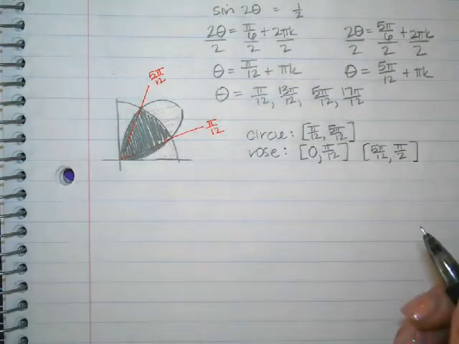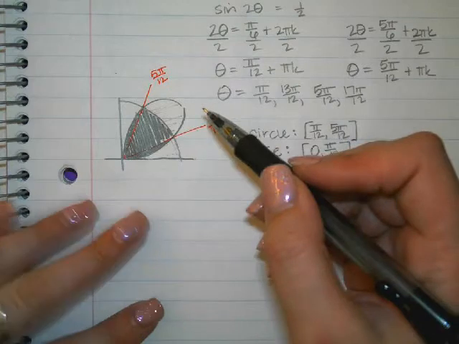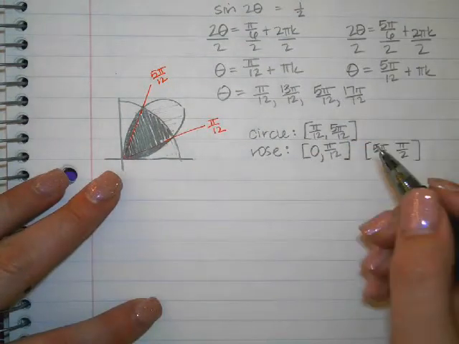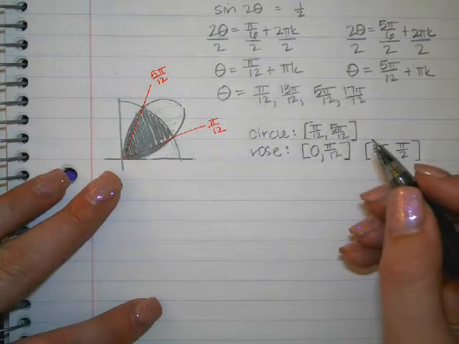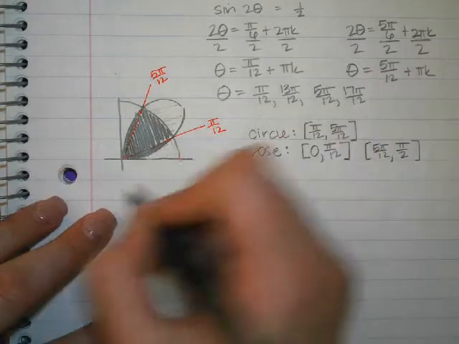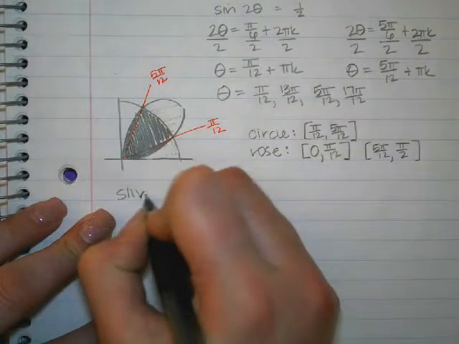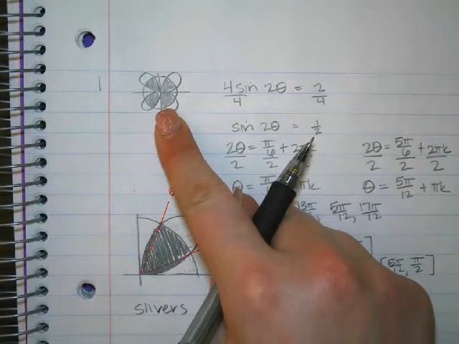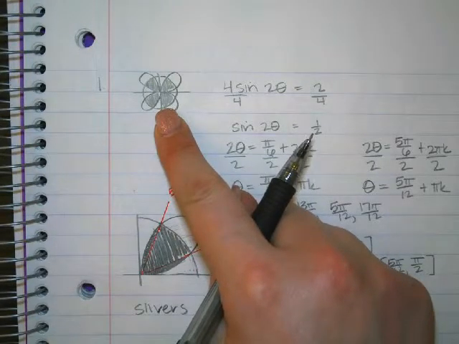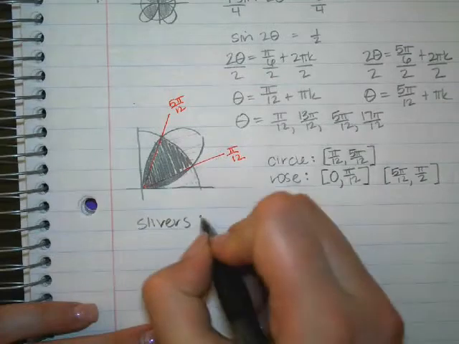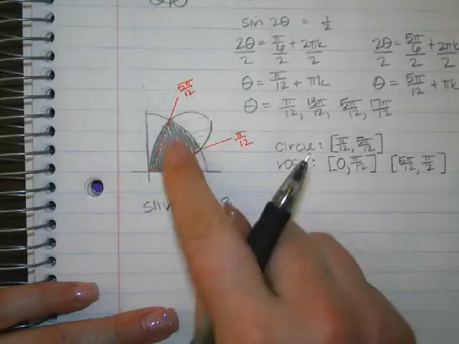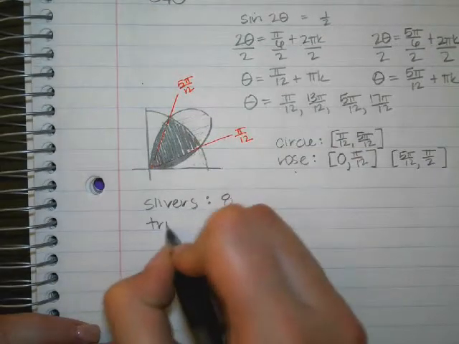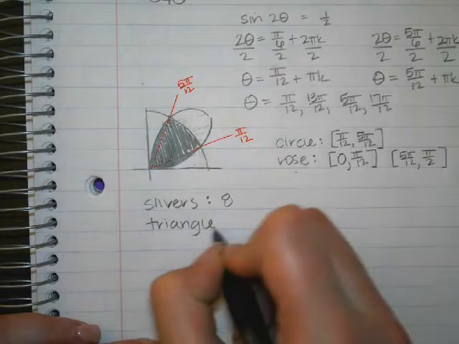So what I'm going to do is call these little pieces on the side slivers. Are you okay with that? Okay. How many slivers are there in the entire picture? There's going to be 8, right? 2 per quadrant. 8 slivers. The middle part I'm going to call a triangle. How many triangles are there in the picture?